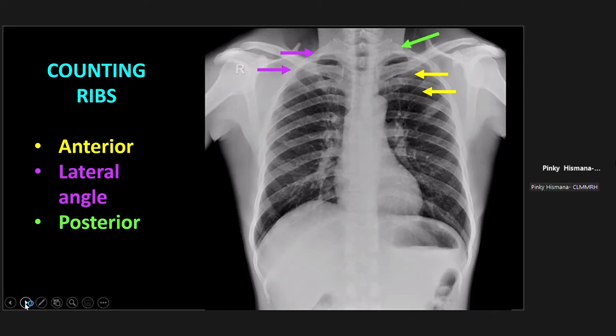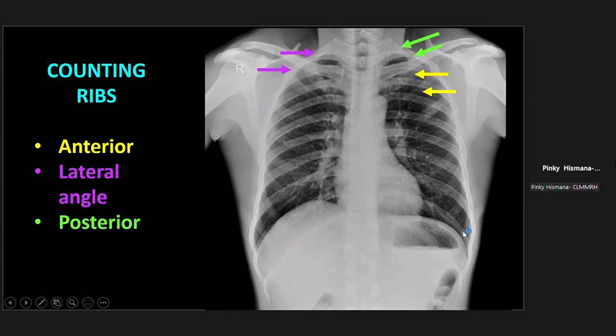So when we talk about posterior, we refer to this segment. So 1, 2, 3, 4, 5, 6, 7, 8, 9, 10. If you notice, for the anterior angle, what you just see is 1, 2, 3, 4, 5, 6, 7, and at most 8. But for the posterior angle, you would see 1, 2, 3, 4, 5, 6, 7, 8, 9, 10. It doesn't mean that if you see 10 posterior segments of the ribs, you would be able to see at the same time 10 anterior segments of the ribs.